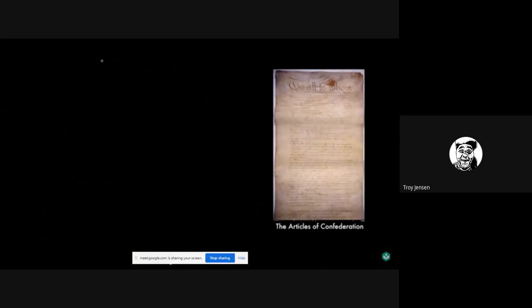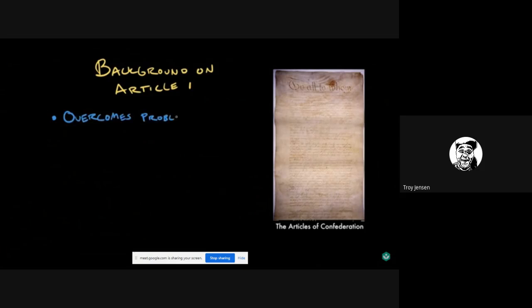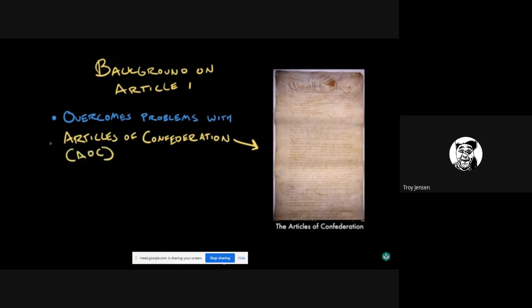Article 1 gives an enormous amount of power to the legislative branch, otherwise known as Congress, and it was designed specifically to overcome some of the problems that they'd seen under the Articles of Confederation. The legislative power under the Articles of Confederation was pretty weak, in part because the Congress under the Confederate Articles didn't have the authority to directly tax the states. They also lacked a lot of other powers that were eventually given to Congress under the Constitution.